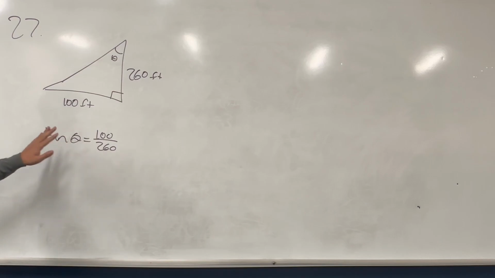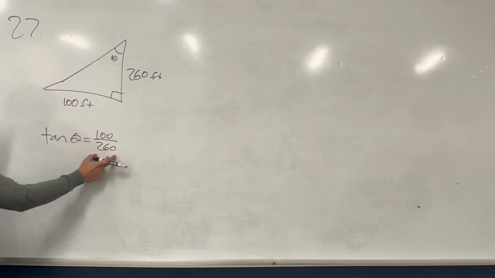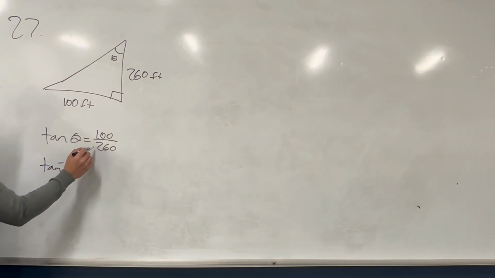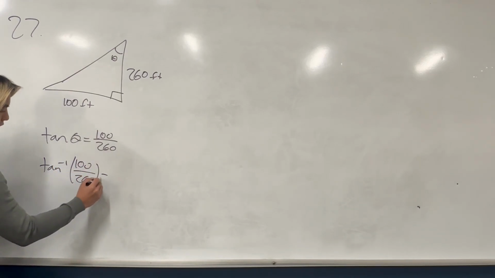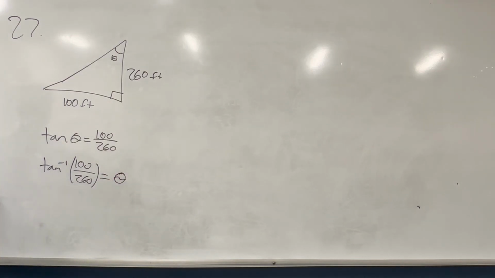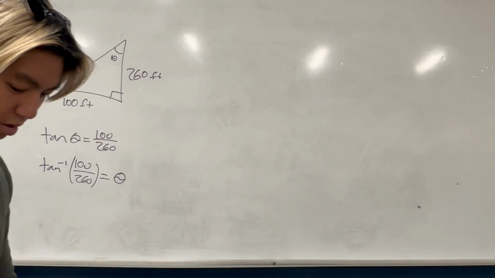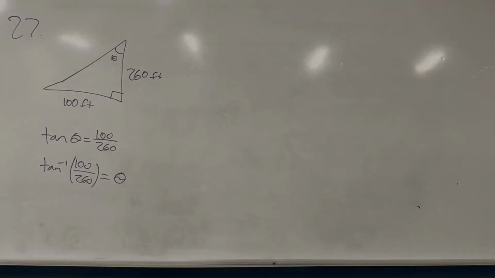So if we were to rewrite this into an inverse, we can isolate the theta by itself. If we swap places between the theta and our fraction here, it would look like tan inverse of 100 over 260 is equal to theta. This is pretty much our calculator-ready form, and then you would just plug that into the calculator and get a number back. That's pretty much it. I know it's a word problem, but yeah.